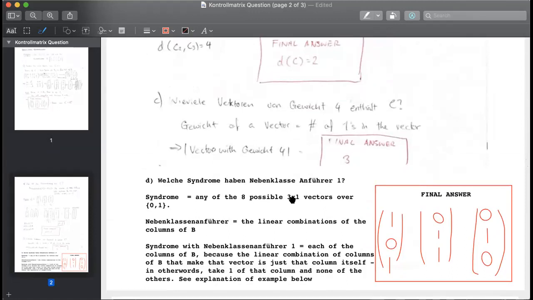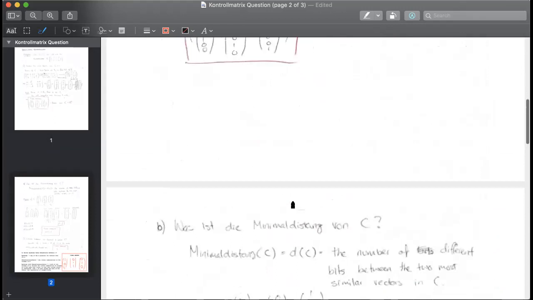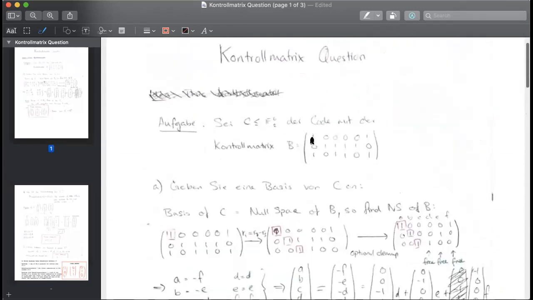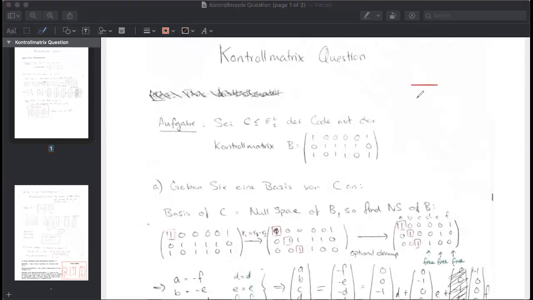vectors over 0, 1. Well, how many vectors over 0, 1 of length 3 are there? If you think about it from a combinatorics point of view, you've got 3 positions, right? Here can be a 0 or 1, so you've got 2 options here. Here you've got 2 options, it can be a 0 or 1, and here you've got 2 more options, it can be 0 or 1. So all in all, you've got 8 possible options, right?